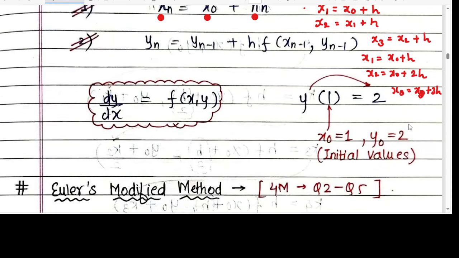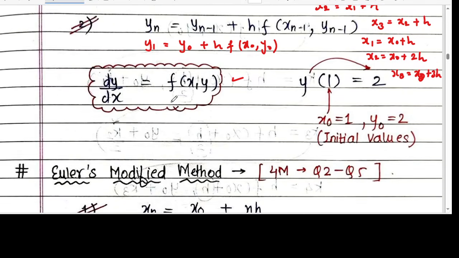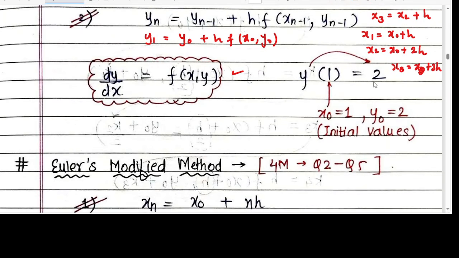And in Euler's method, we have to find yn. So yn is equal to yn minus 1 plus h into f of xn minus 1, comma yn minus 1. Or if you want y1, we can write y0 plus h into f of x0, comma y0. Clear? Here dy by dx is slope, which is f of x comma y, and they will give you the initial values. For example, y of 1 is equal to 2 is given. This implies that this 1 is x0 and this 2 is y0. This is known as initial condition.